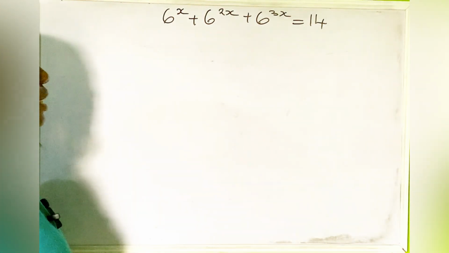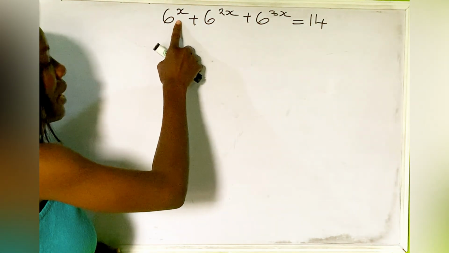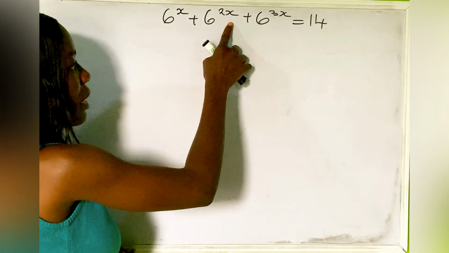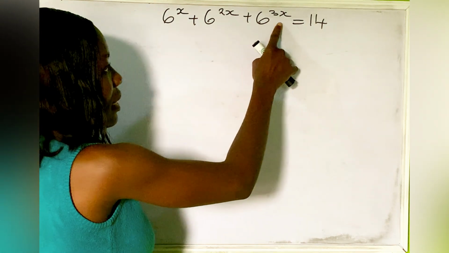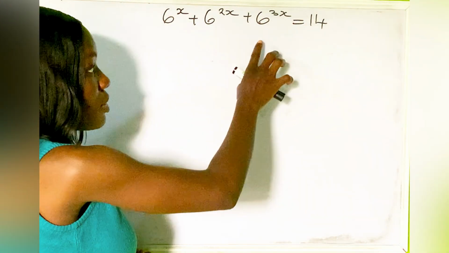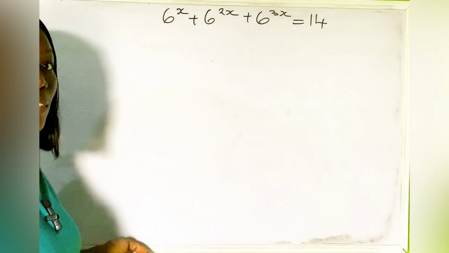Let's solve this question together. We have 6 to the power of x plus 6 to the power of 2x plus 6 to the power of 3x plus 14 is equal to 14. Find the value of x.